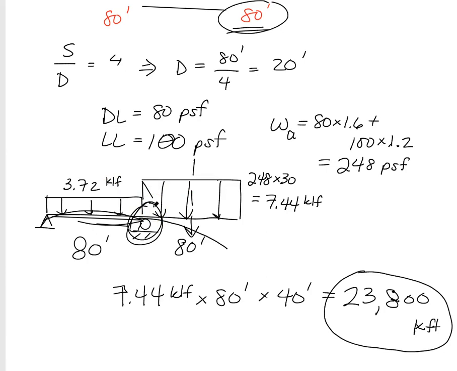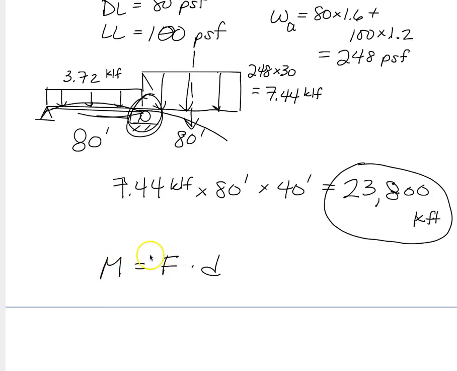And so we're going to take that and divide by 10 feet, or excuse me, the depth, which is 20 feet. We know that the moment is equal to the chord force times the distance between the two chords. So numbers wise, we've got 23,800 is equal to F times 20 feet. That would tell us that the chord force would be just about 1,200 kips.